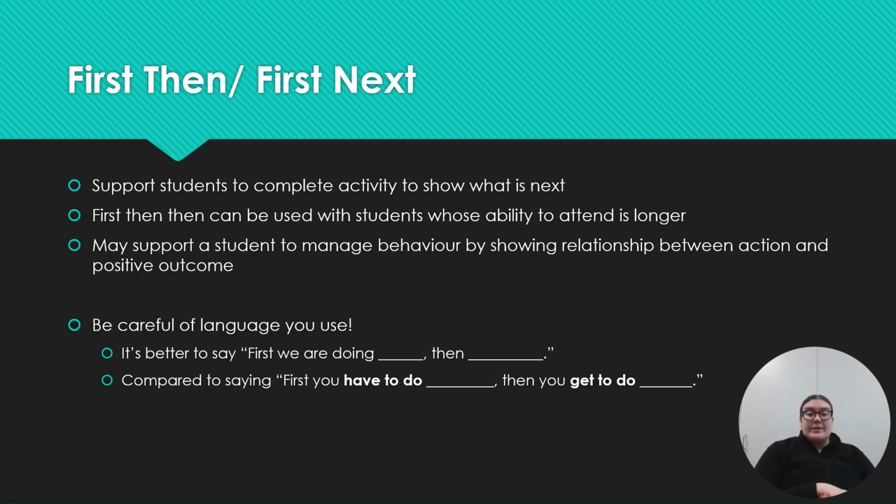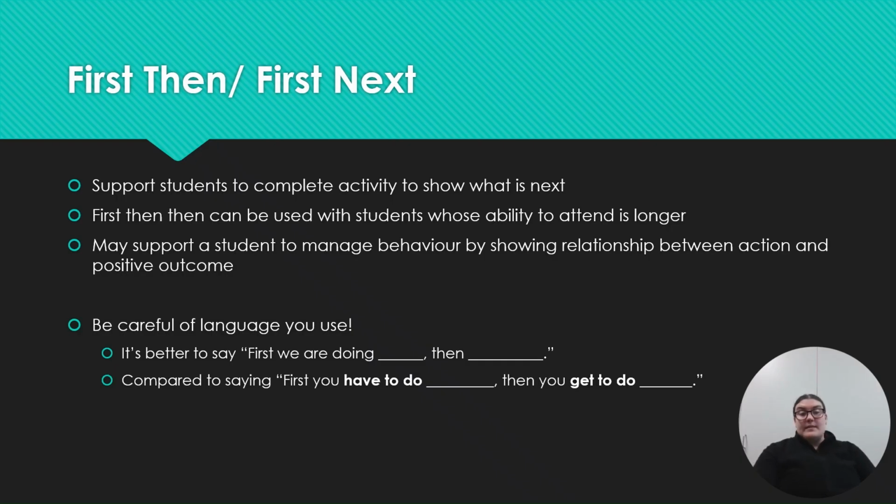First thens are generally used with students whose ability to attend restricts the use of a full visual schedule. For students who can attend slightly longer and to more items, you might use a first then board or a first then next board, which has 3 items: what we're doing now, what we're doing immediately next, and then what we're doing after that.